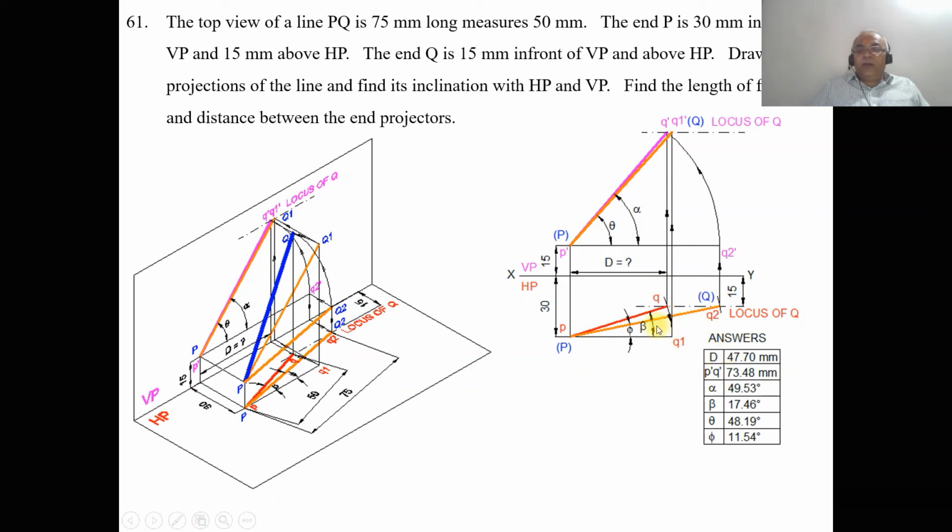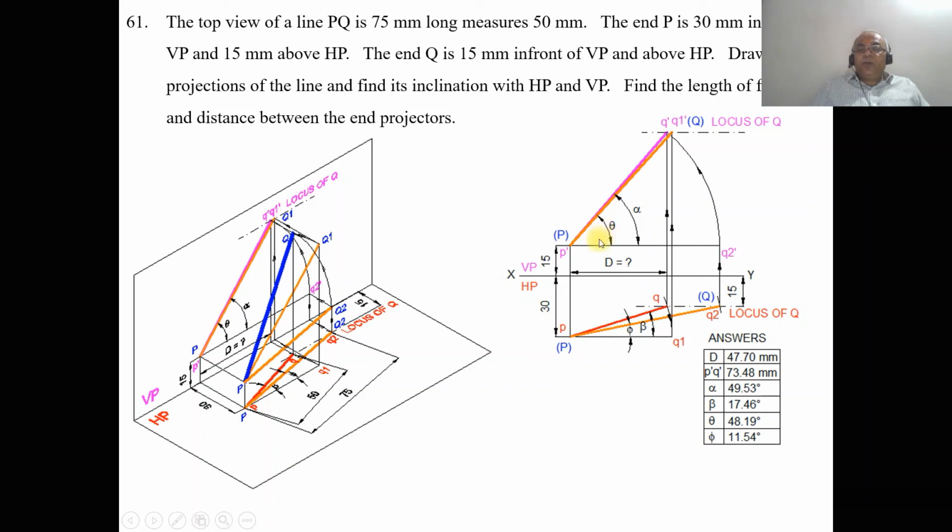So from Q1, you draw a vertical projector so that it is going to cut the locus of Q in the front view, and you mark this point as Q1 dash. And as we know that this line is parallel to VP, you are getting the true length. So you mark this as capital P and capital Q. Join P dash Q1 dash a little bit thicker than the XY line, which obviously will be the true length. Now we need to find out the distances here.